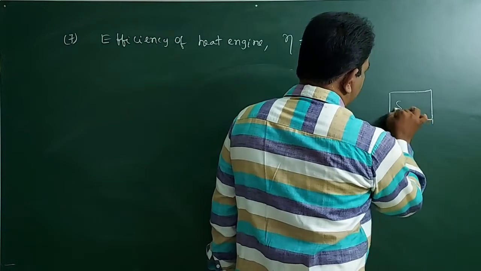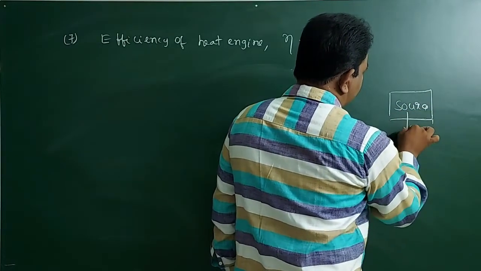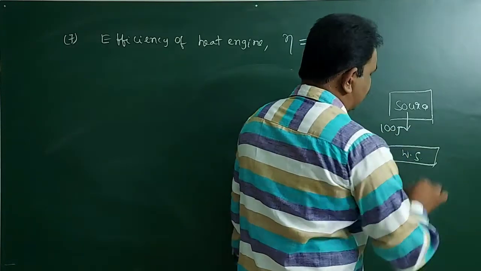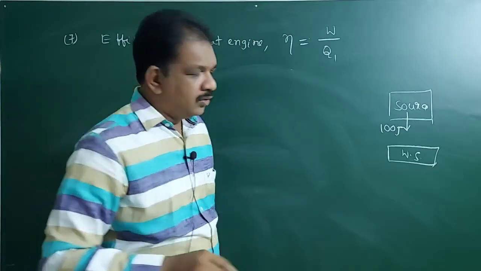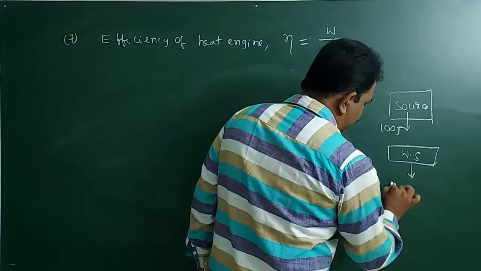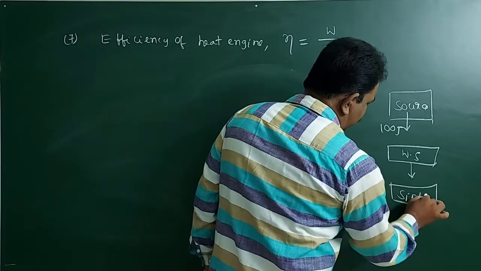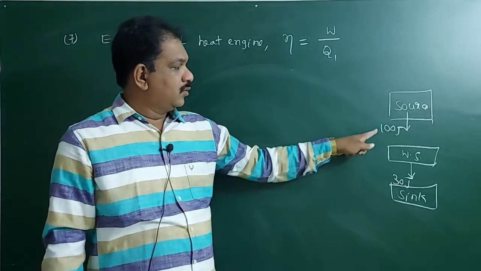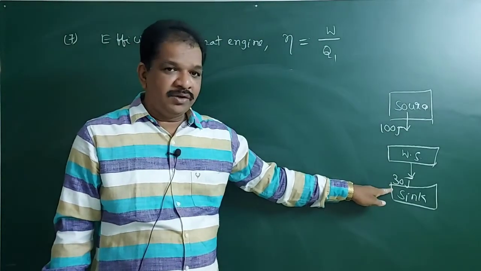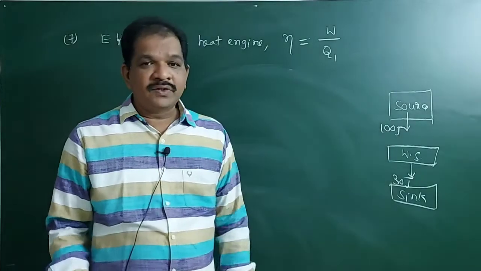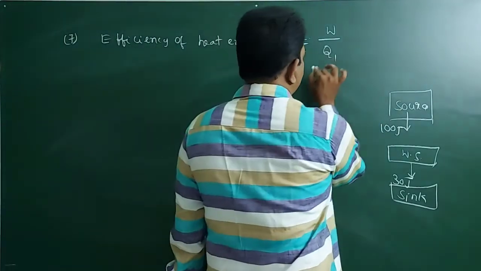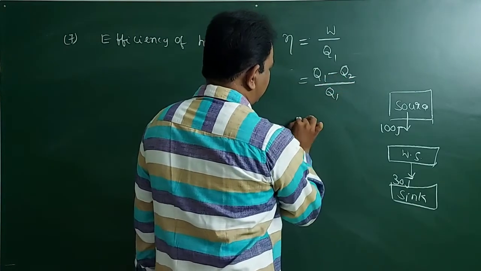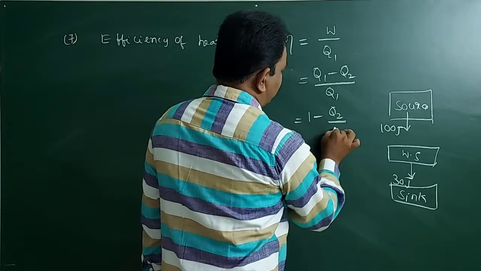Okay, so here what happened? Here the source supplied 100 joules. This working substance converted 70 joules of heat into work. The remaining 30 joules it gave to the sink. Clear? So this is Q1, this will be Q2. Q1 minus Q2 will be the work done. So this is Q1 minus Q2 by Q1, which is 1 minus Q2 by Q1.